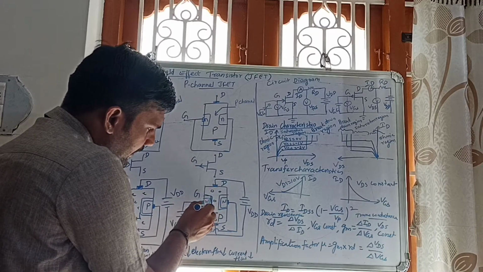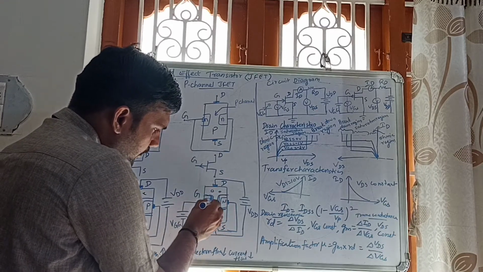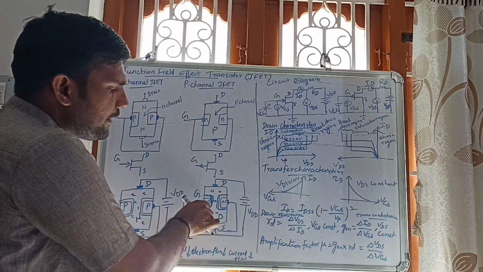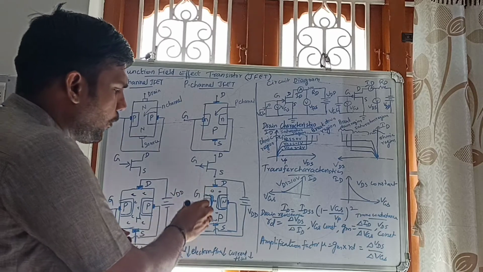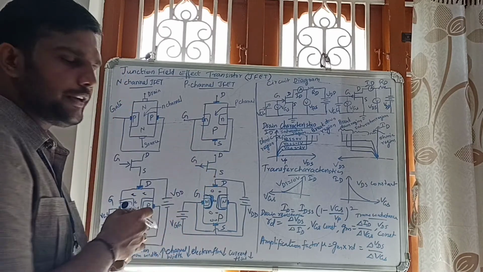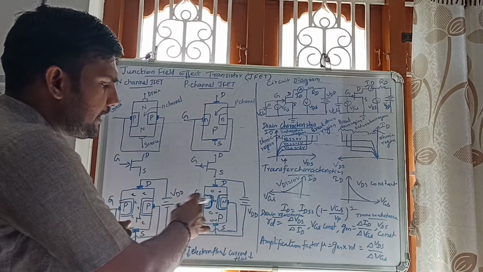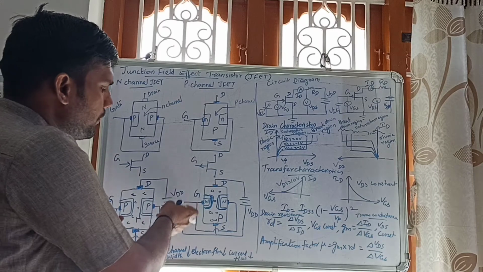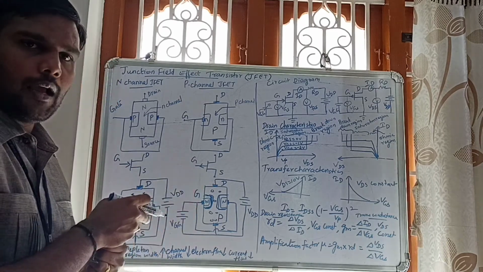So depletion region width increases. Okay, so if depletion region width increases, the channel width will be reduced. So the number of holes flowing through the channel will be reduced, right? So the current flow is reduced, right? By increasing VGG, the current flow can be reduced. So by adjusting VGG, the current flow can be adjusted.